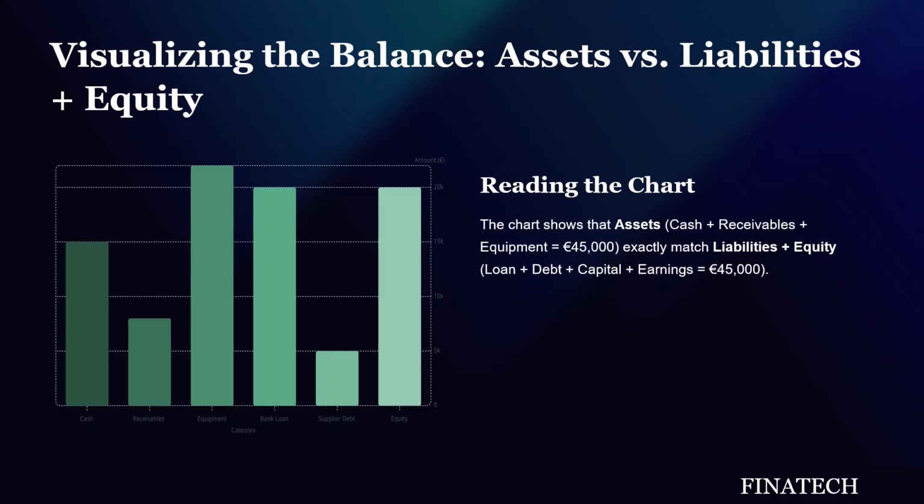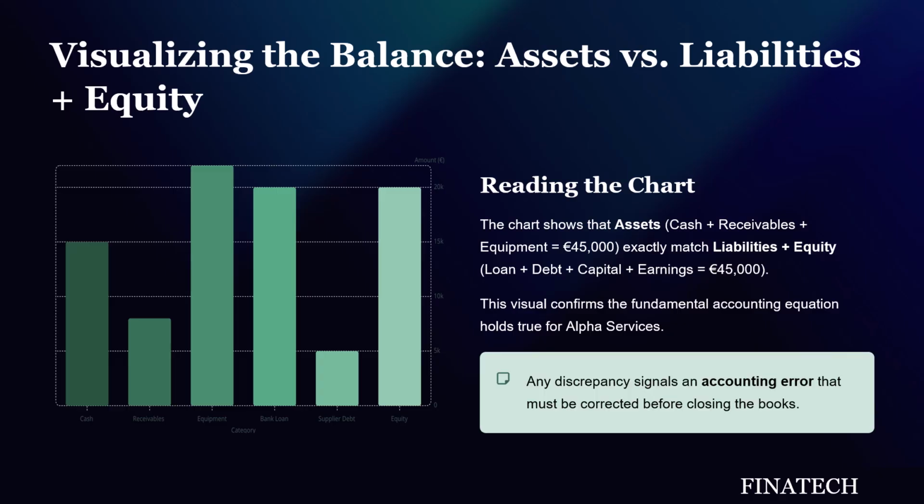The chart shows that assets, cash plus receivables plus equipment, exactly match liabilities plus equity, loan plus debt plus capital plus earnings. The visual confirms the fundamental accounting equation holds true for Alpha Service. Any discrepancy signals an accounting error that must be corrected before closing the books.